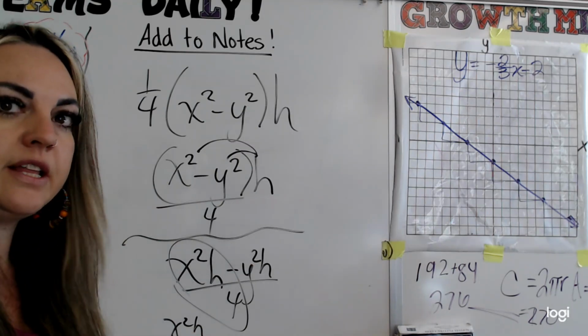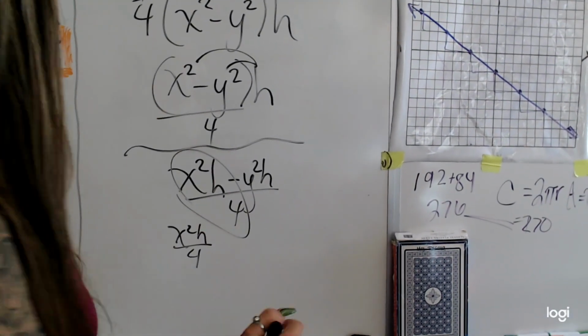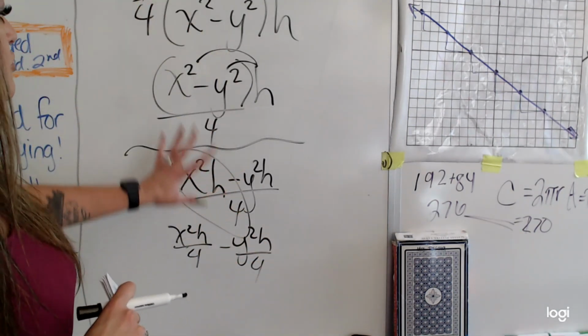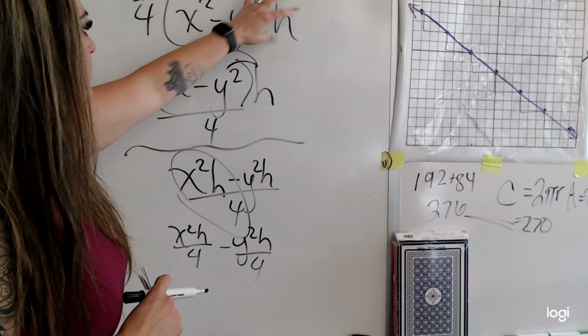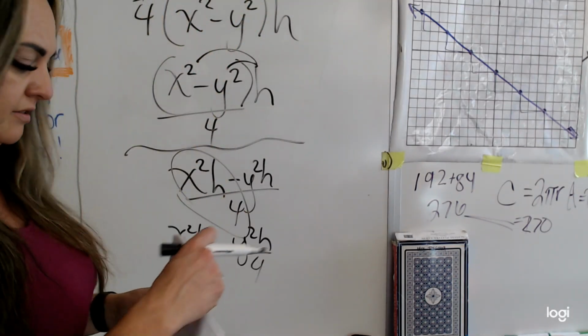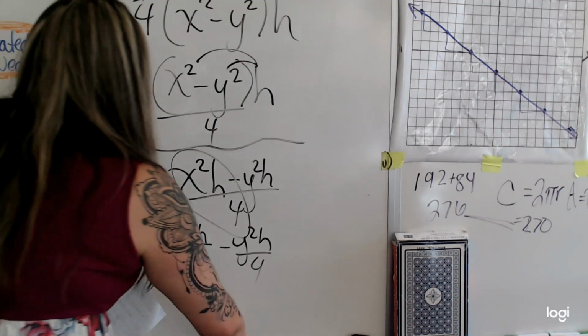You guys can't really see that. Let me move it down. Minus y squared h divided by 4. I know this is a lot, but if you just think about these are exponents and what's happening to them, look at all the different ways that you can write it. Okay? All right, a couple more things.